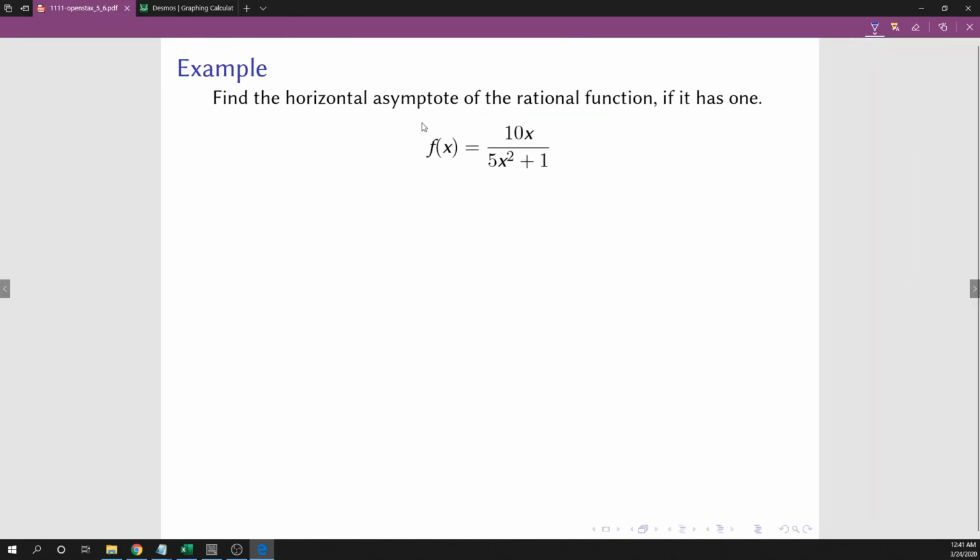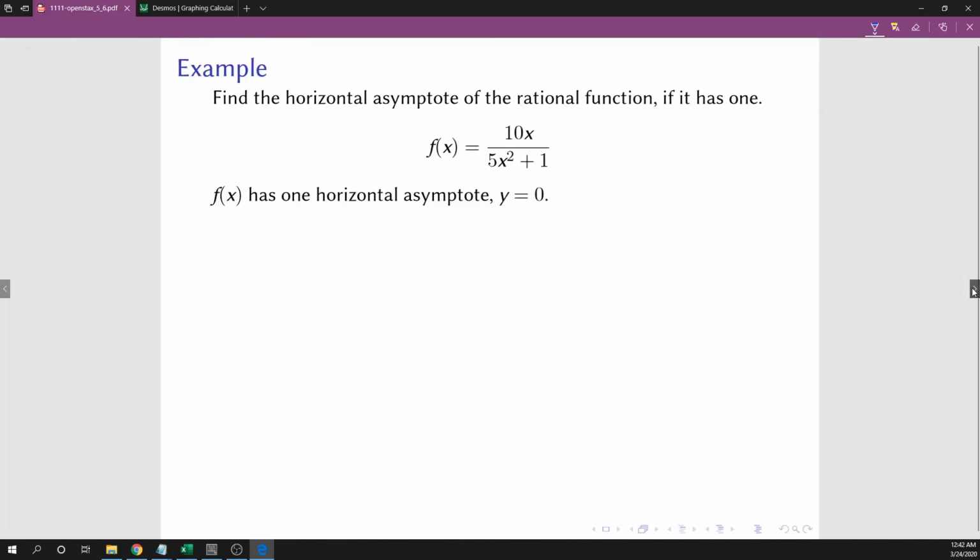All right, next example I have, find the horizontal asymptote of the rational function if it has one. All right, so I need to look at the degrees. The degree of the top is 1. The degree of the bottom is 2. Remember, that's the highest power of x. On top is 1, highest power of x on the bottom is 2. The degree of the bottom is bigger than the degree of the top, so this function will have a horizontal asymptote. It will be y equals 0, which is the x-axis, and that's it.